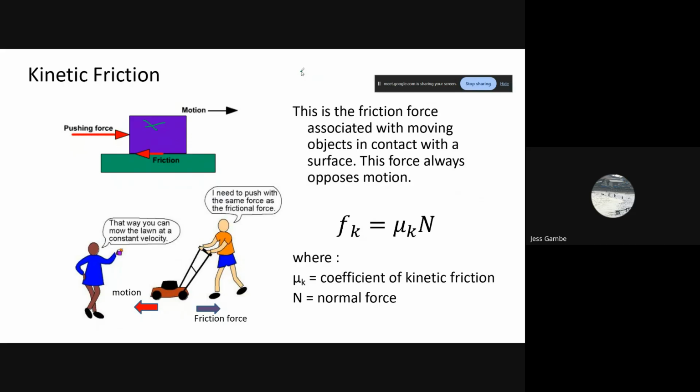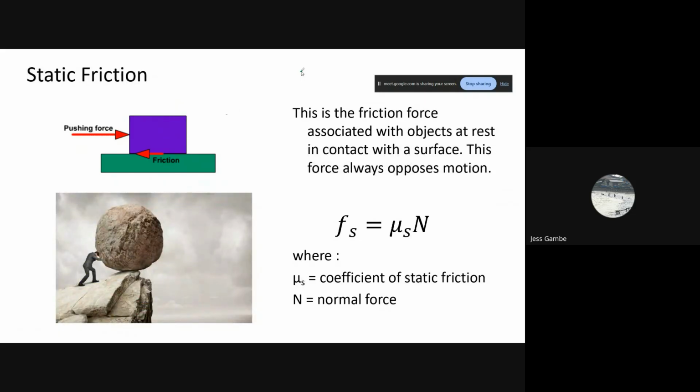So the symbol is small f subscript k, k for kinetic, is equal to mu k times the normal. N is the normal force. Mu k is a proportionality value that depends on the relation between material A and material B. It is measured. Okay.